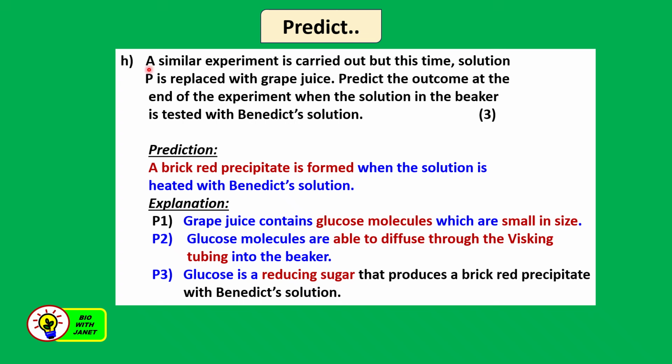Now here's another prediction question, different from the previous one we have discussed. A similar experiment is carried out, but this time solution P is replaced with grape juice. Predict the outcome at the end of the experiment when the solution in the beaker is tested with Benedict solution. Underline this word, grape juice. When the solution is tested with what? Benedict solution, not iodine. So what is the content of grape juice? Grape juice contains glucose molecules. So imagine the glucose molecules are in the Visking tubing. Solution P is in the Visking tubing.